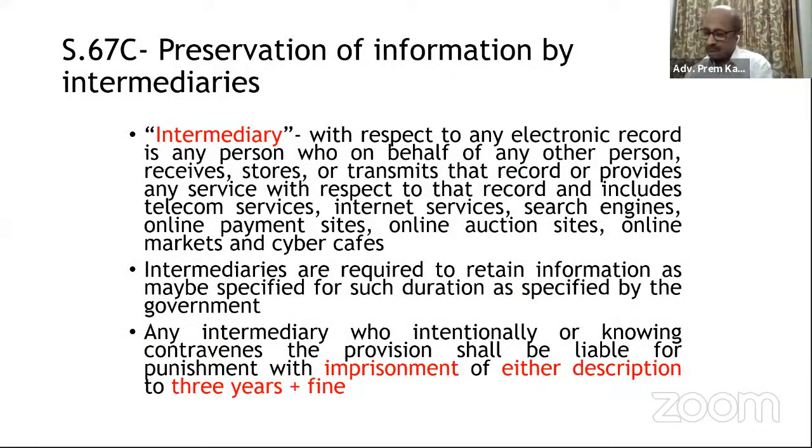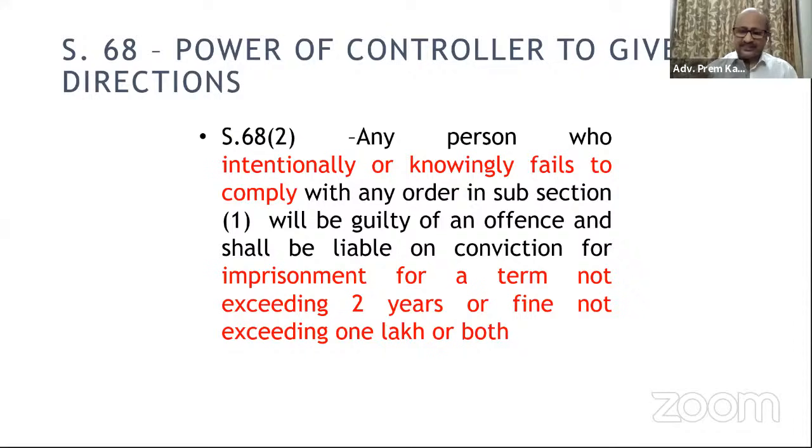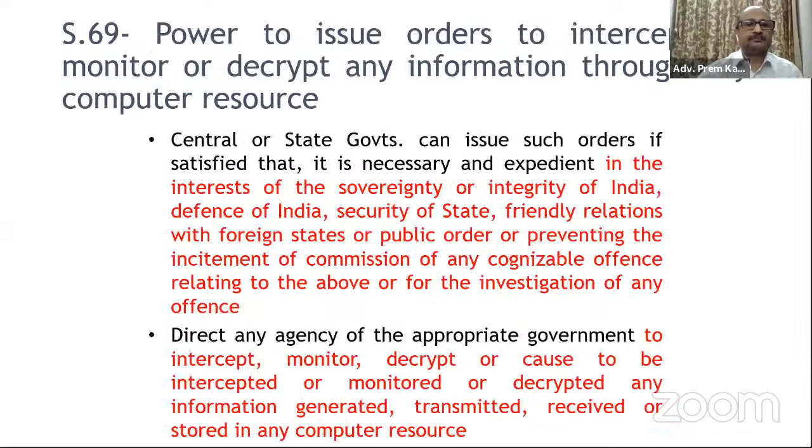67(c), preservation and retention of information by intermediaries. This is something, it's not a hardcore cyber crime. It is the responsibility of the intermediaries. So I give it a slip. 68 also I give it a slip. 69 I would like to spend some time.